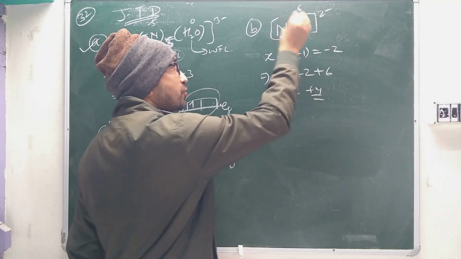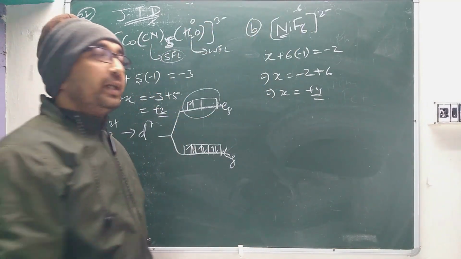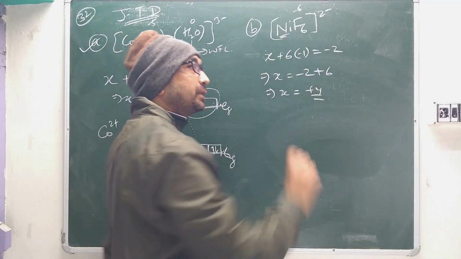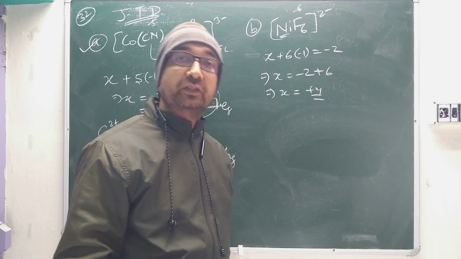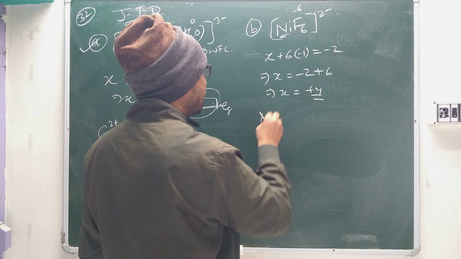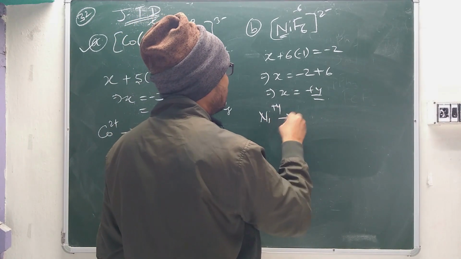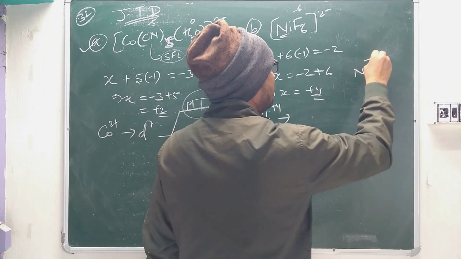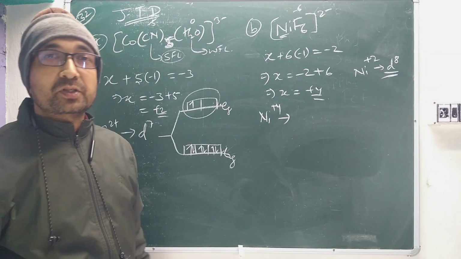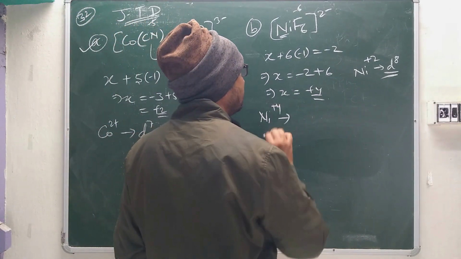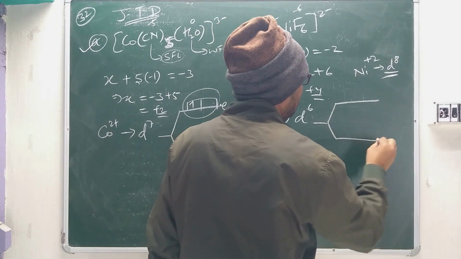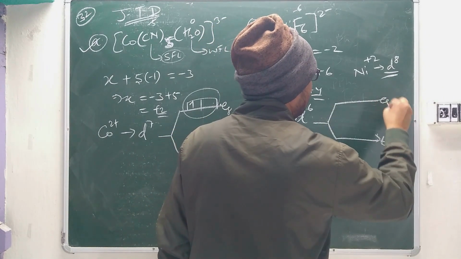Whether it's a weak field or a strong field doesn't matter now. If the central metal has more than +3 oxidation state, then pairing up will take place. So nickel in +2 will be d8. So nickel in +4 will be d6, correct? So just fill it up. This will be t2g, this will be eg.